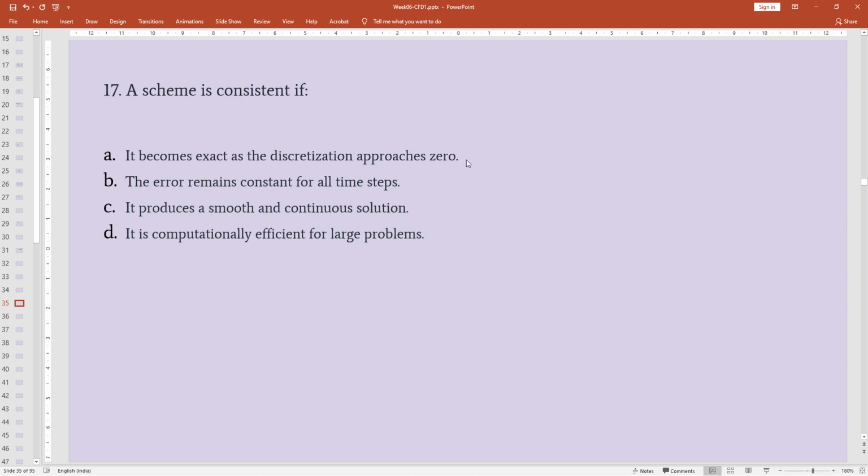Yes, the answer is option A. That is, it should become exact as the discretization approaches zero. Also, consistency is the agreement between the exact solution and the solution of our discretized equations. So that is given by option A. So our answer is option A.